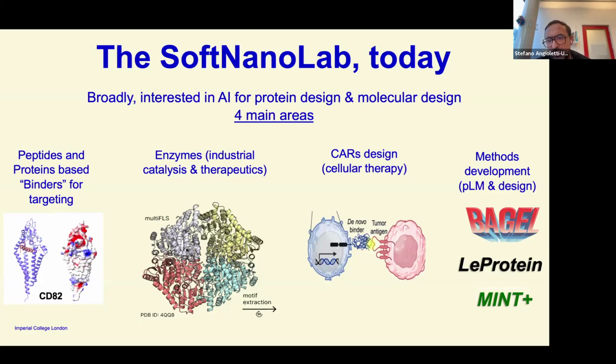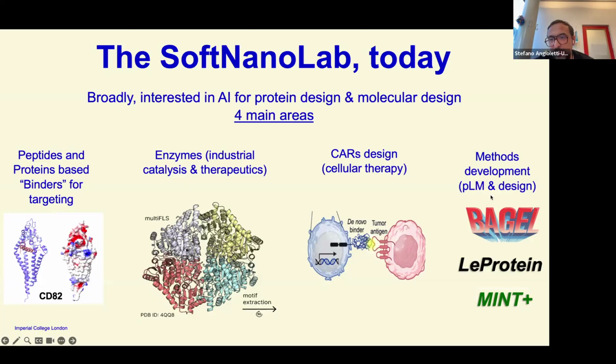Part of my group also works on CAR design. CAR is not like our car, but is short for chimeric antigen receptors, and these are effectively engineered cells of the immune system, where what we design are binders that allow the cell to recognize another cell and kill it. Typically, CAR therapy is used against tumors.